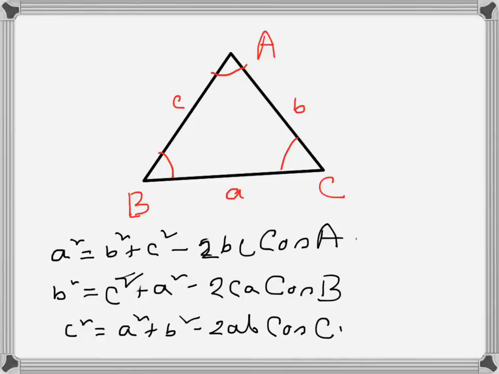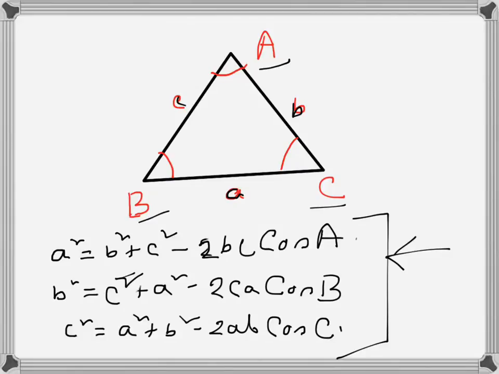This is the diagram of a triangle, and I have written the cosine rules for the triangle. Capital A, B, C are the angles, and lowercase a, b, c are the three arms of the triangle. So this is the cosine rule, and I will try to prove them.